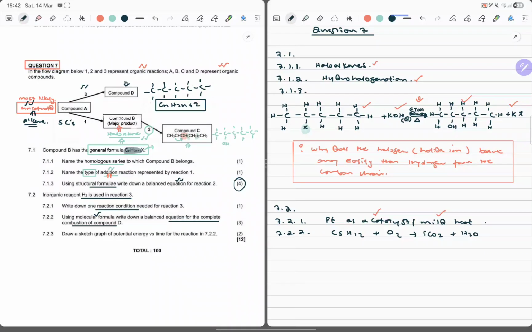So we expect 5 carbons here, and then we expect 6 hydrogens. Now let's see. 5 carbons balanced, 12 hydrogens, yeah. Now we've got a problem of 10 oxygens plus 6, so they are 16. There's just 2 here, so we can just put 8.